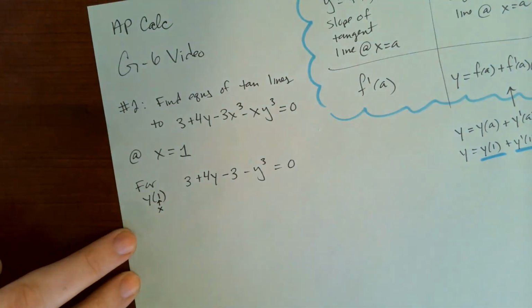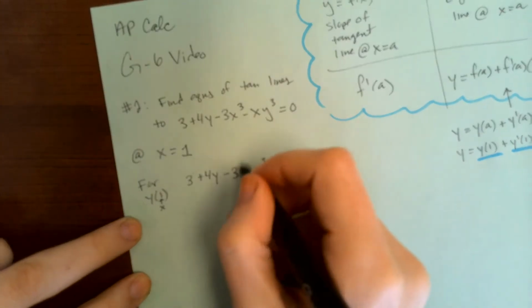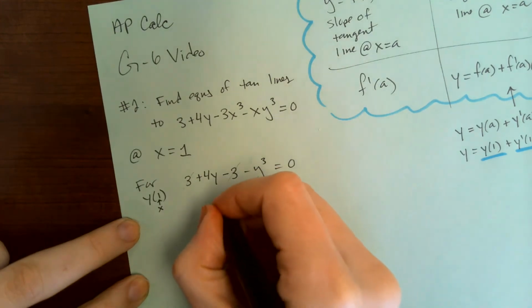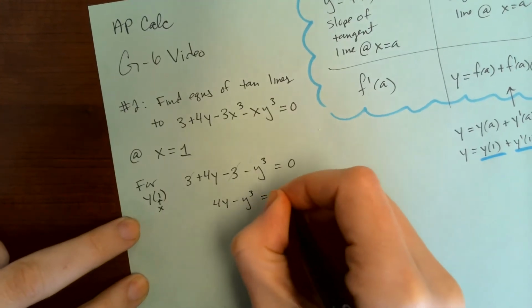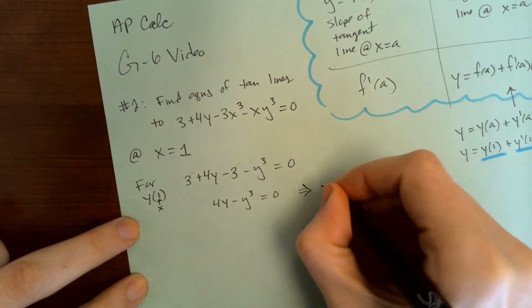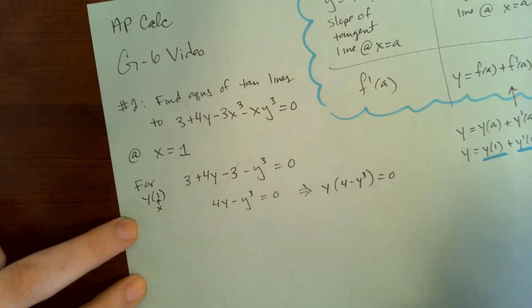I plugged 1 in for x. Now I've got to solve for y. These 3's cancel, so this ends up being 4y minus y cubed equals 0. And then from here, you could take out a y: y times (4 minus y squared) equals 0.